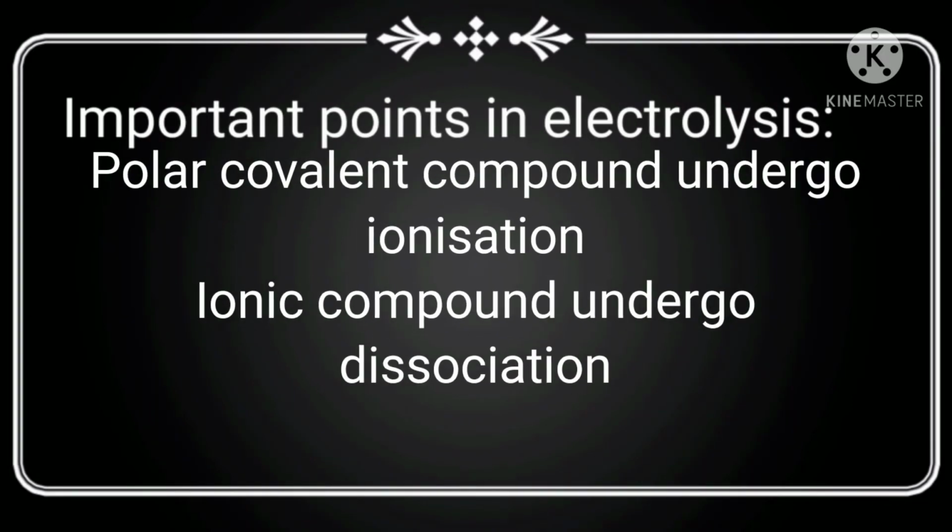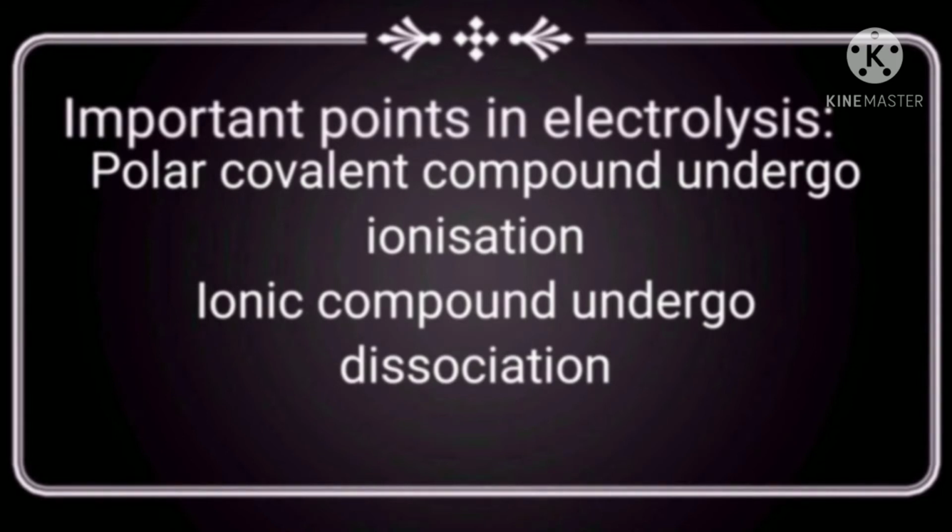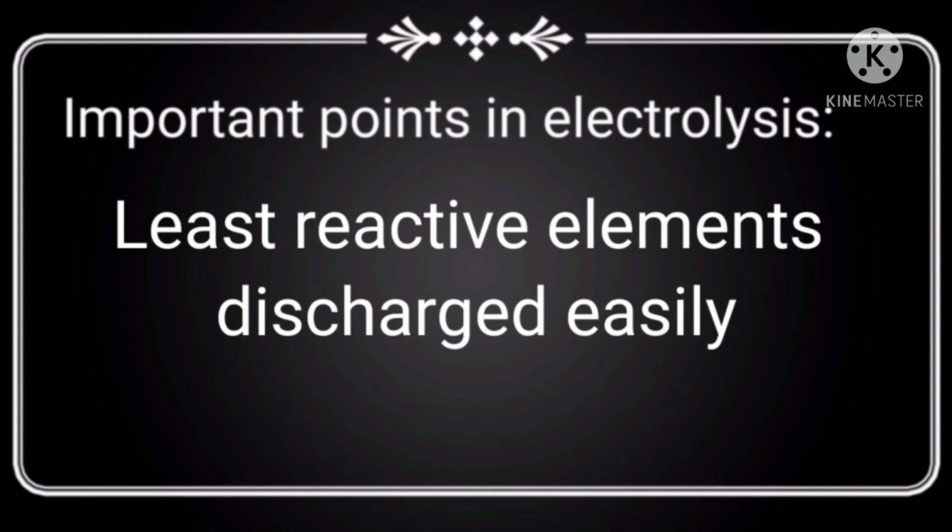Next point is polar covalent compounds undergo ionization. Ionic compounds undergo dissociation. Ionization means formation of ions. The covalent compound has only molecules. It does not have any ions. But when the polar covalent compound dissolves in water, it forms ions. So that is called ionization. Ionic compounds undergo dissociation. Ionic compound is made up of ions. So ionic compound has positive and negative charges. So it undergoes dissociation.